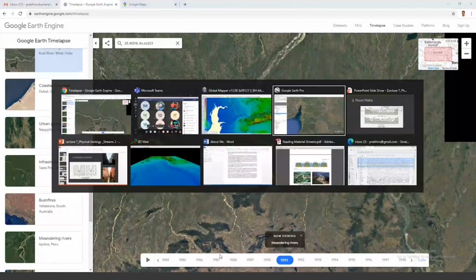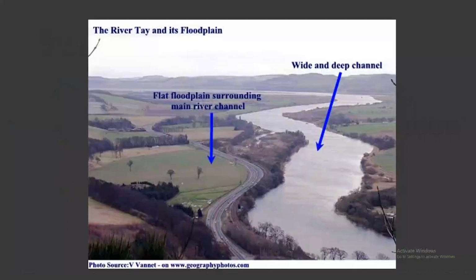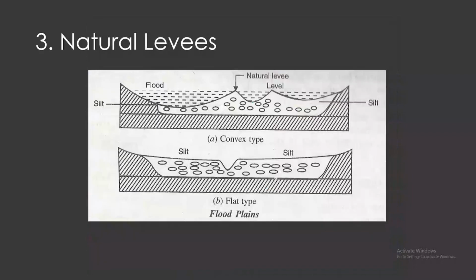Now another important feature, which we have already discussed. This is the river, and the area adjacent to the river that receives sediments during flooding, we call a floodplain. Natural levees are slightly elevated points on the floodplain towards the water. This is a river channel, and this surface is slightly elevated compared to the nearby floodplain.